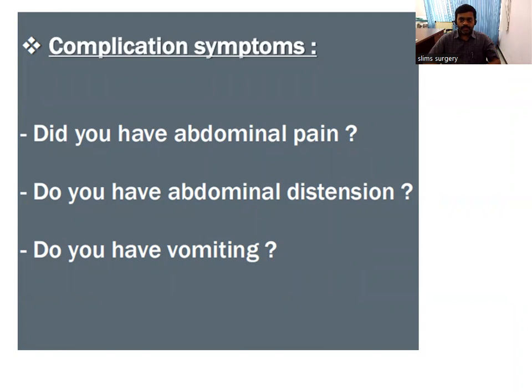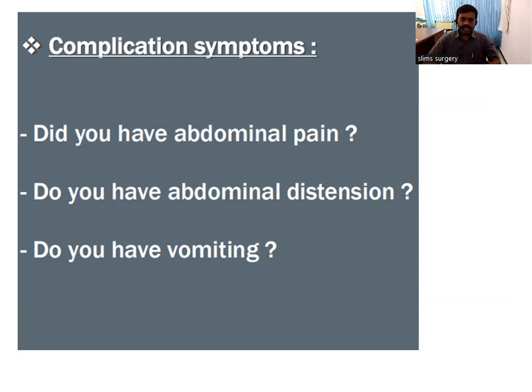Third, it will go in for obstruction. Then the next stage is strangulation. Then there will be incarceration. So these are the complications of the hernia. If you take any hernia, it will go into these stages, like reducible will become irreducible. So the first stage is reducible, second is irreducible, third is obstruction, then strangulation, then incarceration. So these are the complications.